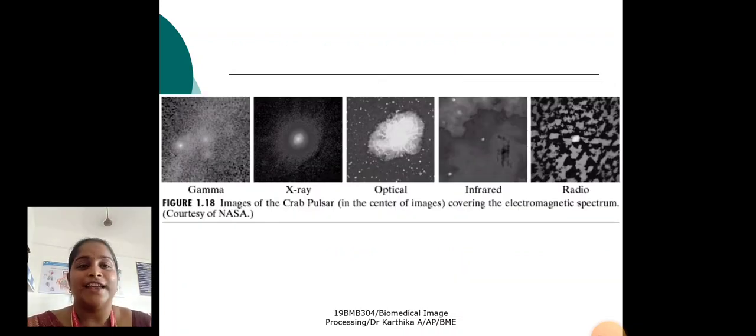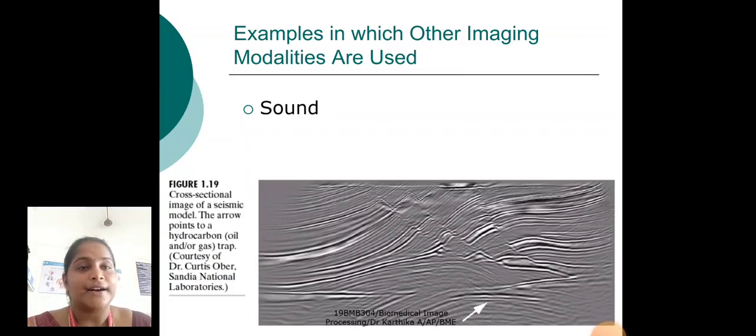And also we have several types of imaging. Here I have listed only five. First one is gamma, second one is X-ray, third one is optical, fourth one is infrared, and the fifth one is radio. And next it shows examples in which other imaging modalities are used. First one is sound. Here the cross-sectional image of a seismic model is shown. The arrow points to a hydrocarbon, oil or gas trap.